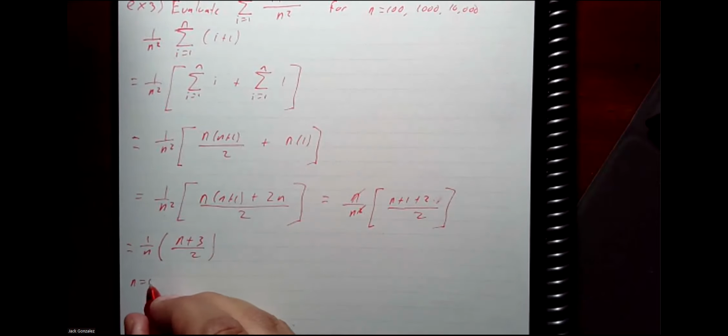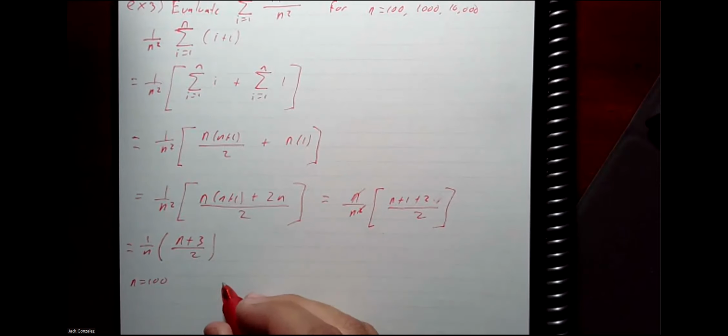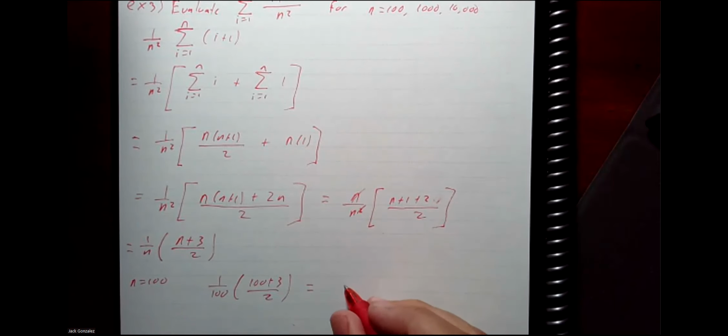So let n equal 100. This will be 1 over 100 times 100 plus 3 over 2. Simplify this and you'll get what? 103 over 200.